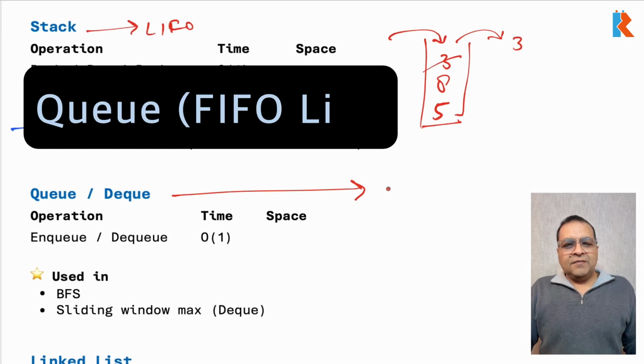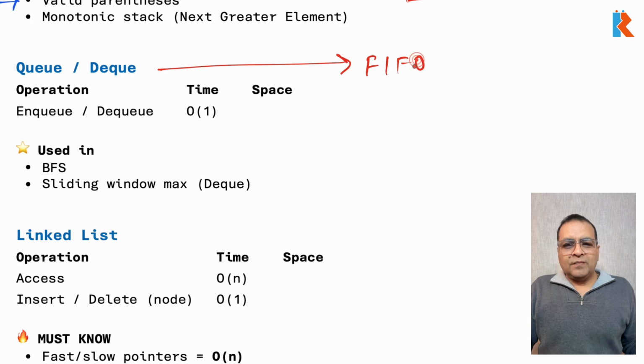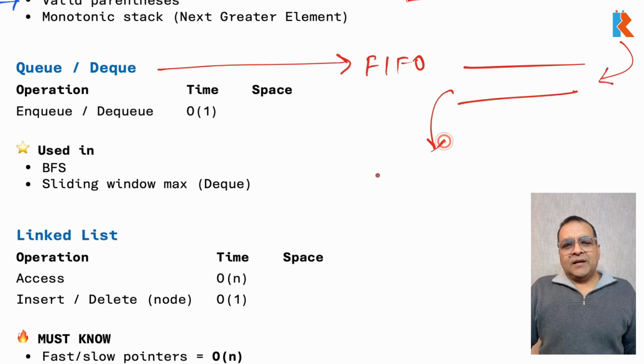Queue is a data structure where elements are inserted and deleted in first in, first out order. So it is first come, first serve. The elements are inserted from one end and deleted from the other end. So if 5 comes, then 5 will be inserted.